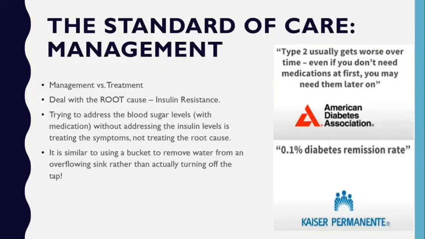And these on the right side here are direct quotes from the American Diabetes Association and Kaiser Permanente. They say there's a 0.1% diabetes remission rate, and type 2 doesn't really get better. So these are the odds we're up against. That's okay. I'm willing to accept that because we're gonna beat this whole thing. That's my belief.